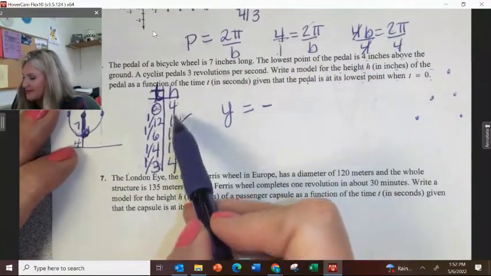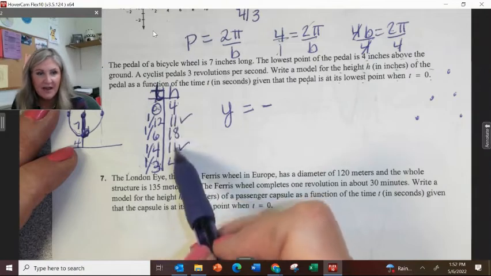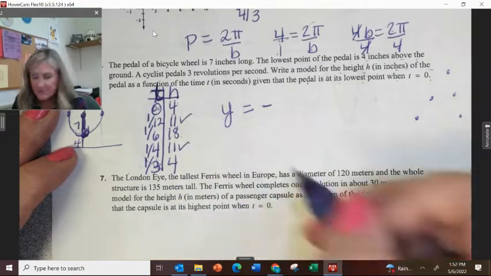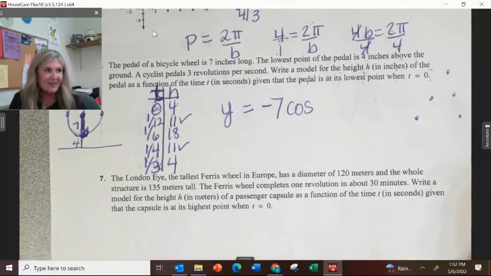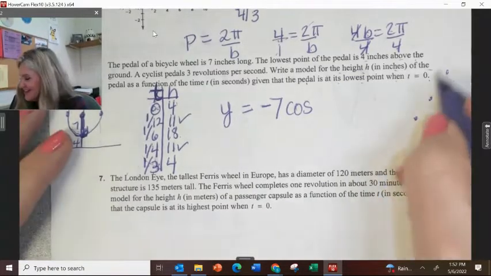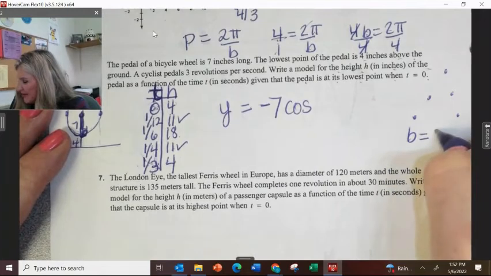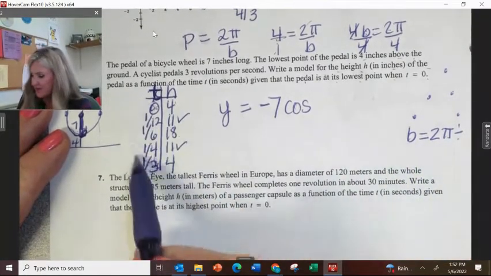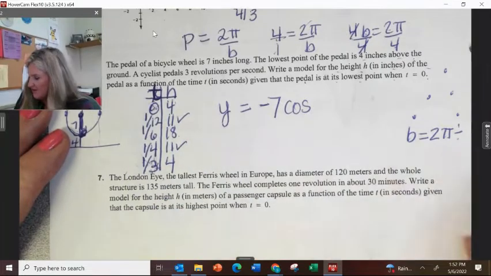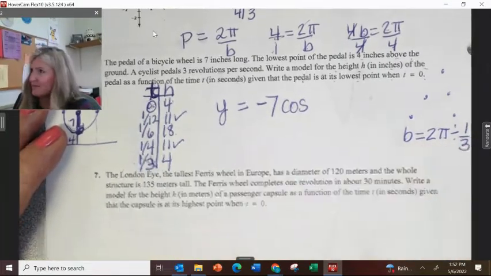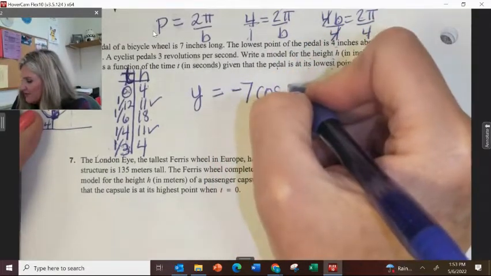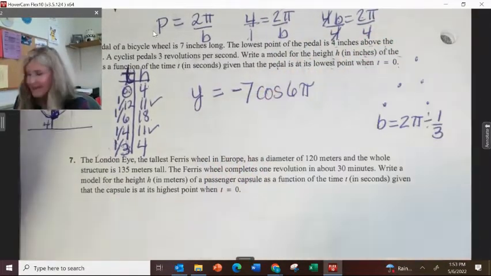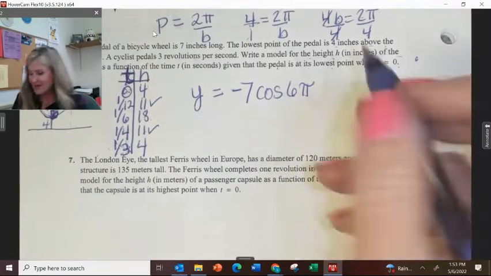Now, how far is that change from this midline to the high or the low? 7. So it's going to be negative 7 cosine. All right, now we have to find this b value. So the b value is going to be the period, or sorry, 2 pi divided by, and what's this period here going to be? So 2 pi divided by 1/3. Can you guys do that in your head? 6 pi, very good. So it's going to be negative 7 cosine of 6 pi. Are we finished? Anybody know what we need?